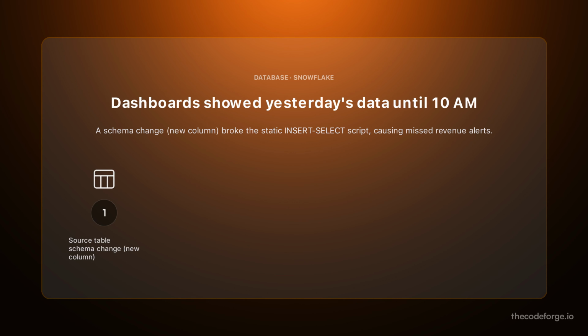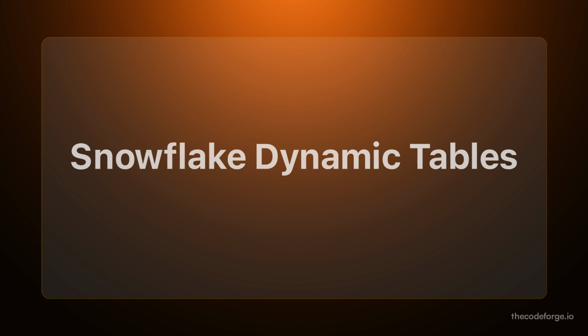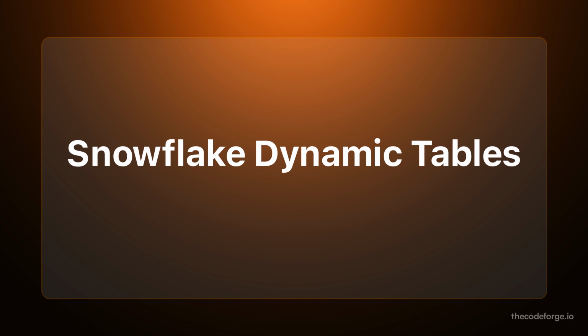Dashboards showed yesterday's data until 10 a.m., causing missed revenue alerts. A schema change broke the static insert select script. The culprit? A static insert select script that broke when the source table added a new column. Here's exactly why that happened.